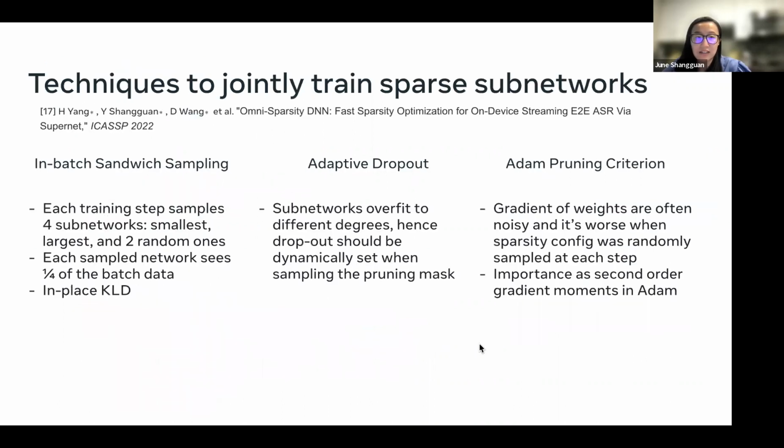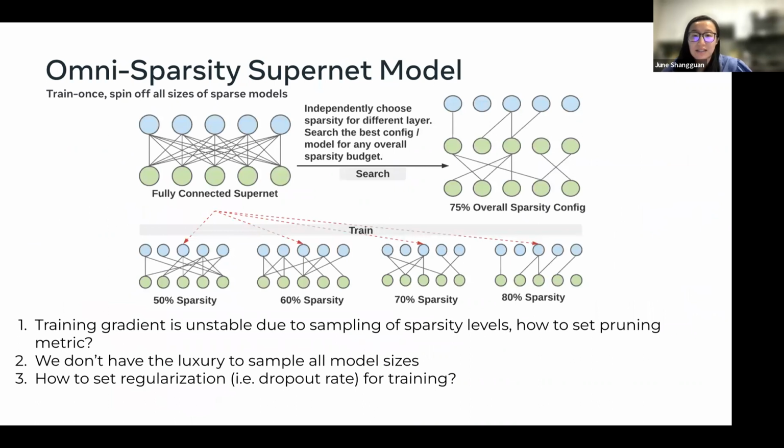So let's look at the schematic of it. For each layer, we define a search space. For each layer, you have 50, 60, 70, or 80% sparsity. But during training, you can combine different sparsity per layer to sample different sizes of network. So that's how we do it during training.